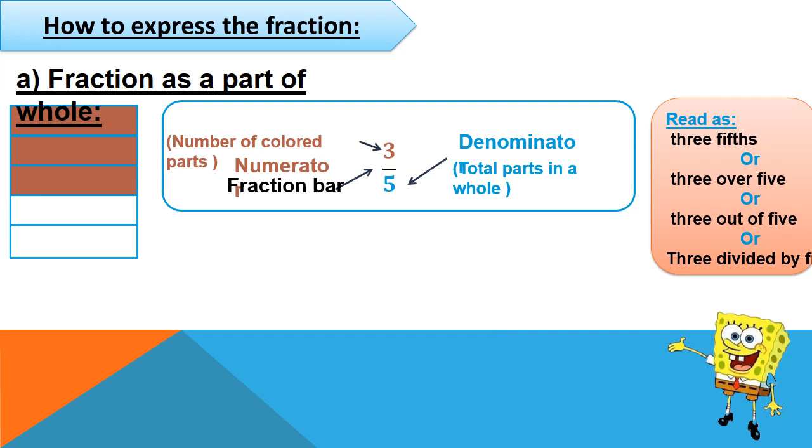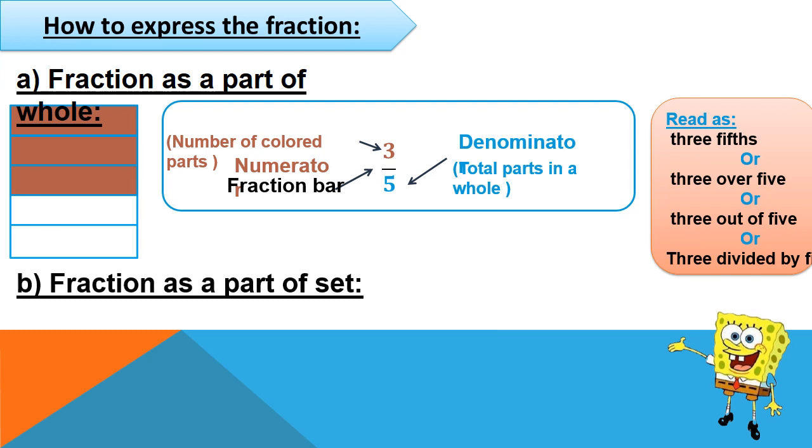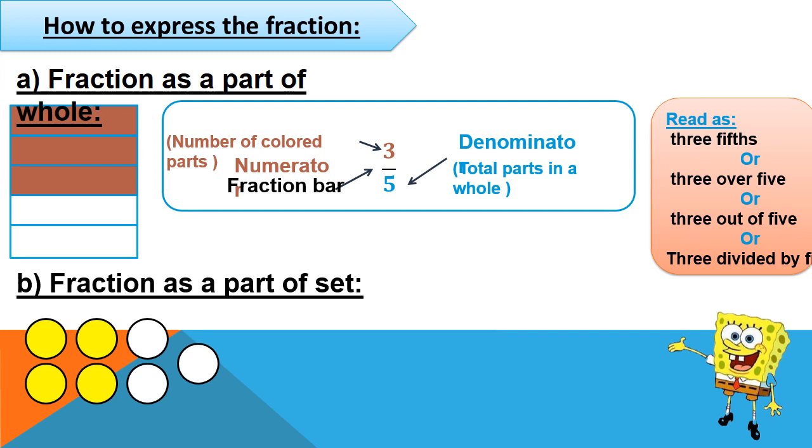I'll give you now another example. So we studied fraction as a part of whole. I got the part of the whole chocolate bar. Now I want to find the fraction as a part of set. If I have a set of balls like this, I have yellow balls and white balls. I want to know the fraction of yellow balls. Okay, so how can I write it? What should I write in the numerator?